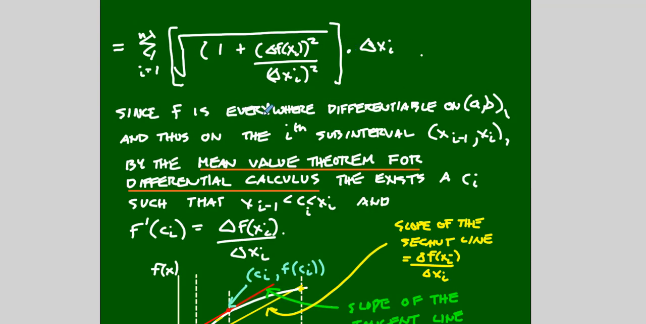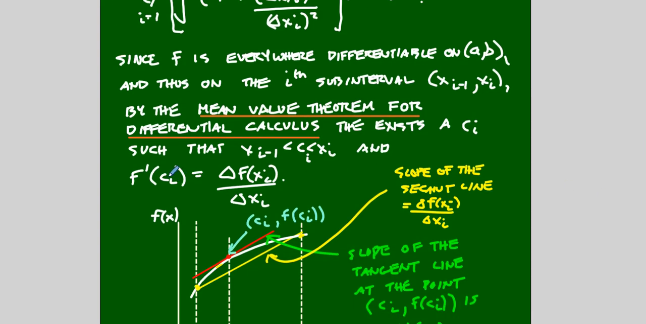Since f is everywhere differentiable on the open interval A to B, in other words it's smooth, it's going to be everywhere differentiable on the ith subinterval, x sub i minus 1 to x sub i. By the mean value theorem for differential calculus, there has to exist a point c sub i such that c sub i falls between x sub i minus 1 and x sub i.